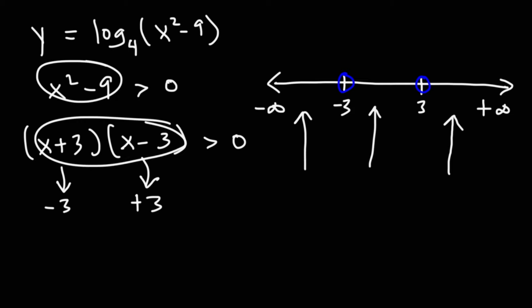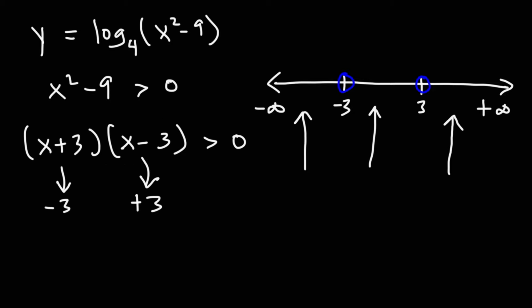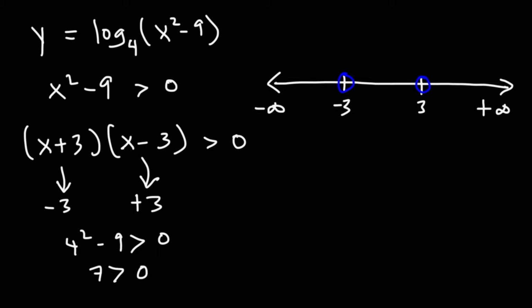And we're going to see if we get a positive or a negative result. If we get a positive result, then that means that this expression is true. It's greater than 0. If we get a negative result, that means it's not true. That part has to be excluded out of the domain. So let's begin. Let's pick a number between 3 and infinity. Let's try 4. I'm going to plug in 4 into this expression. 4 squared minus 9, is that greater than 0? 4 squared is 16. 16 minus 9 is 7. 7 is greater than 0. So if we pick any number between 3 and infinity, this inequality will hold true.